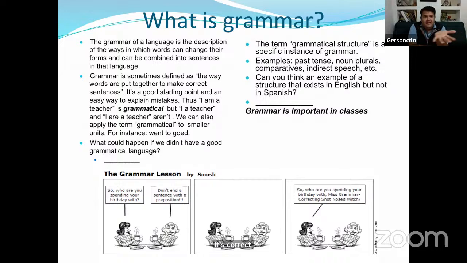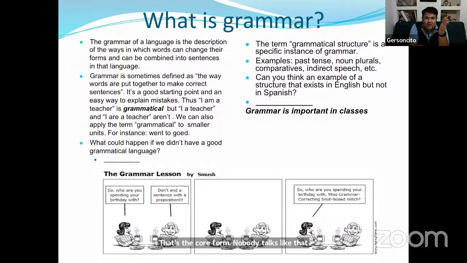So how would it be the correct form? ¿Se acuerdan o lo saben? ¿No? Ahí les va. Whom. No who. Whom. With whom are you spending your birthday? That's the correct form. Nobody talks like that.